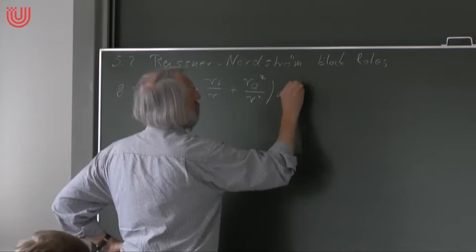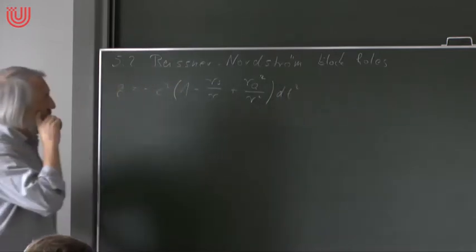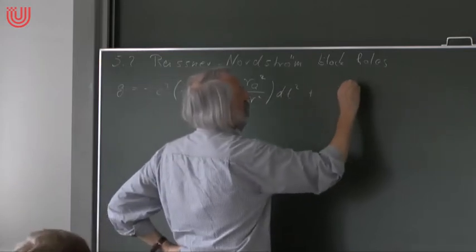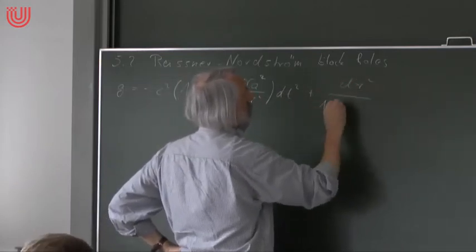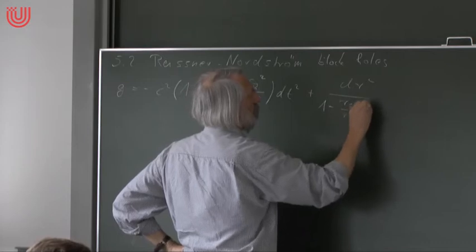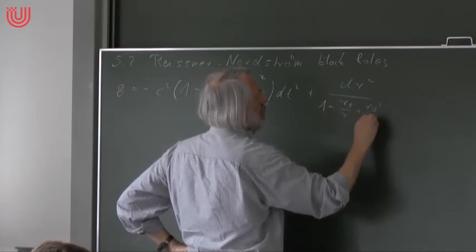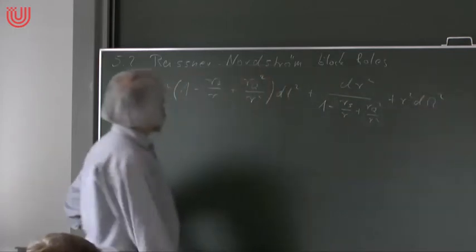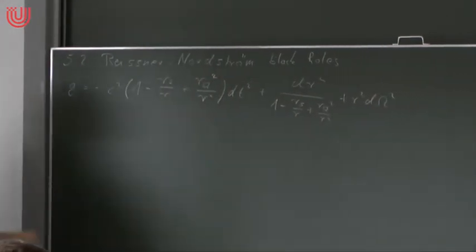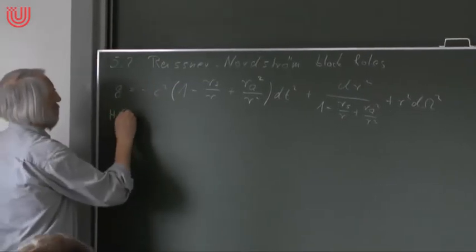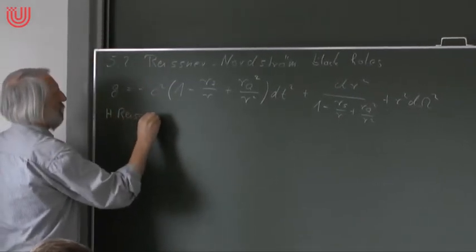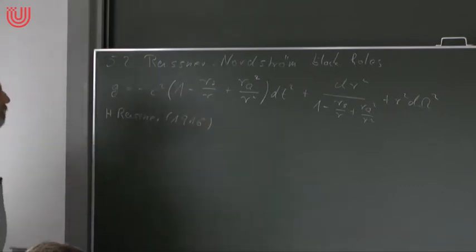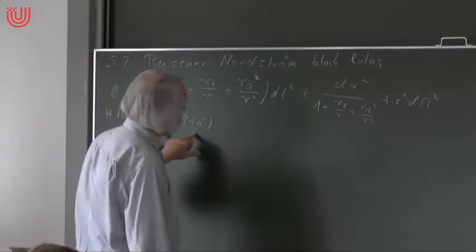And the structure is exactly the same as Schwarzschild, so you have the same function now in the denominator under the dr squared. And you have the angular part, which I just abbreviate in this way. So that's the Reissner-Nordström solution. It was found by Hans Reissner in 1916 and by Gunnar Nordström, Finnish relativist, 2 years later.